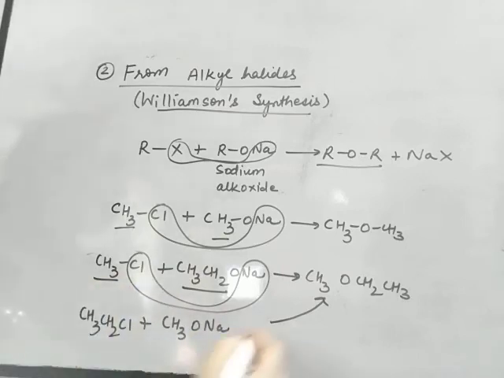So if you want to prepare unsymmetrical ether containing both the groups primary, now since both the groups are primary, any group can be taken as halide and any group can be taken as alkoxide. Now what is the condition? Both the groups, that is both the R parts, should be primary.